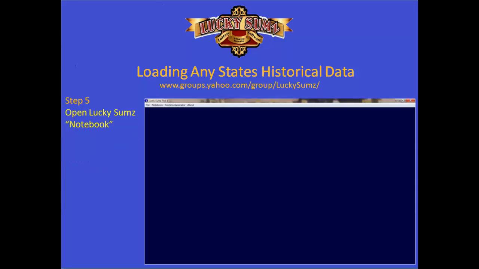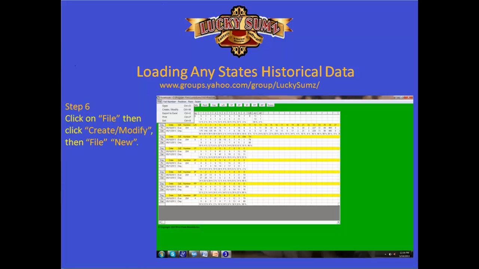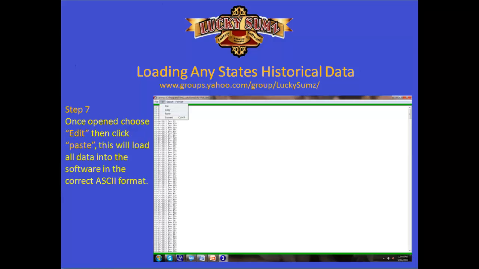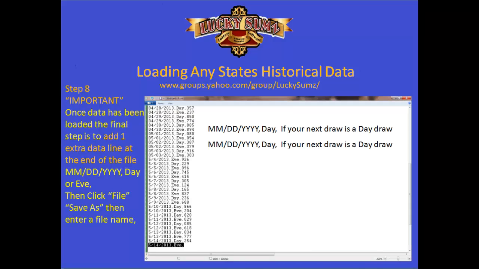Step 5. Open Lucky Sumz Notebook. Step 6. Click on File, then click on Create, Modify, then File, New. Step 7. Once open, choose Edit, then click Paste. This will load all data into the software in the correct ASCII format.